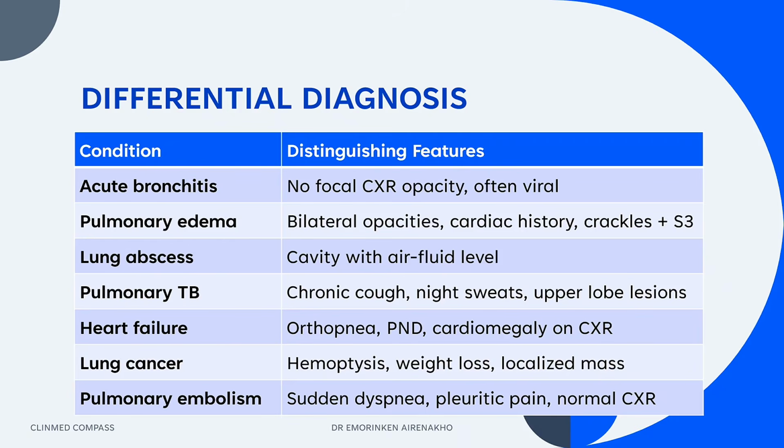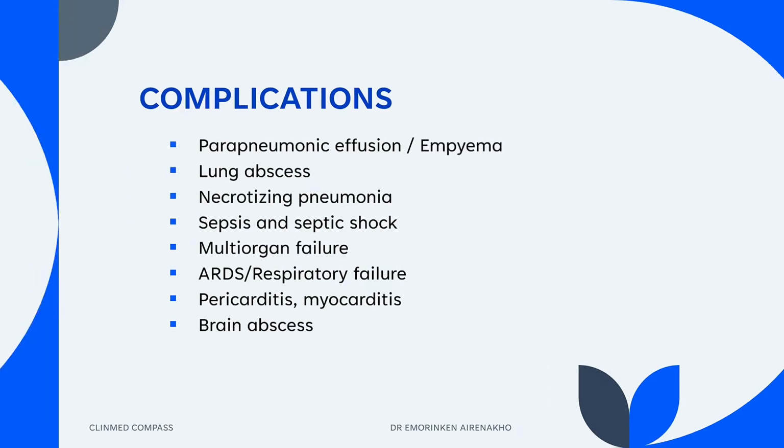Heart failure is another differential. This presents with orthopnea, paroxysmal nocturnal dyspnea. They may have cardiomegaly and features of heart failure on chest X-ray. Lung cancer, weight loss, hemoptysis. There may be a mass lesion on chest X-ray. Pulmonary embolism. This presents with sudden dyspnea, pleuritic chest pain. They may have a normal or an abnormal chest X-ray.